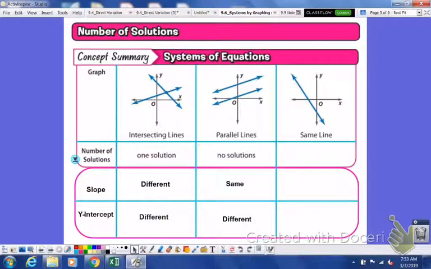Now if we have the same line, if I jump down here first, the slopes are the same, and your y-intercepts are the same. So if everything's the same, that tells us we will have infinitely many solutions. Basically, every point on the line will be a solution because they are the same exact line. Okay, so remember, intersecting lines, one solution. Parallel lines, no solutions. If they're the same line, infinitely many solutions. Those are your special cases.